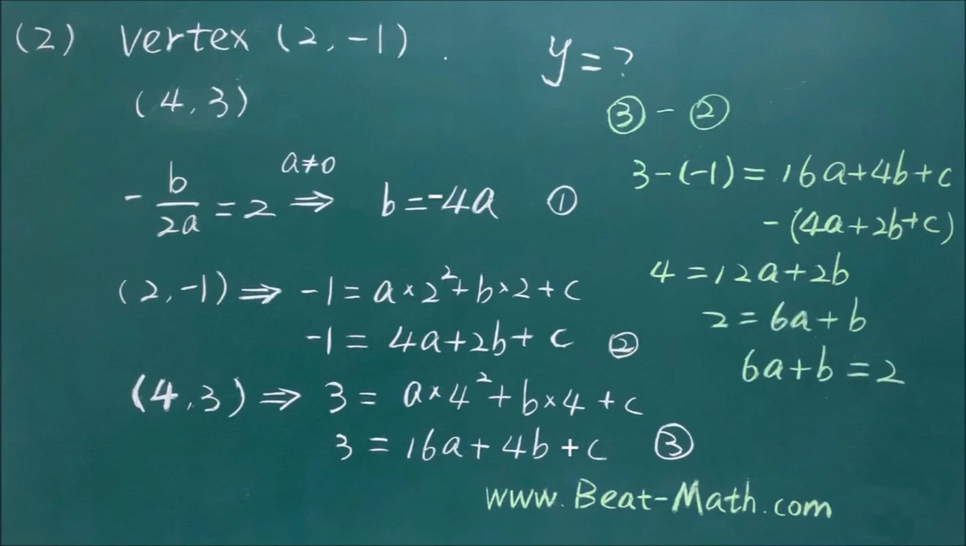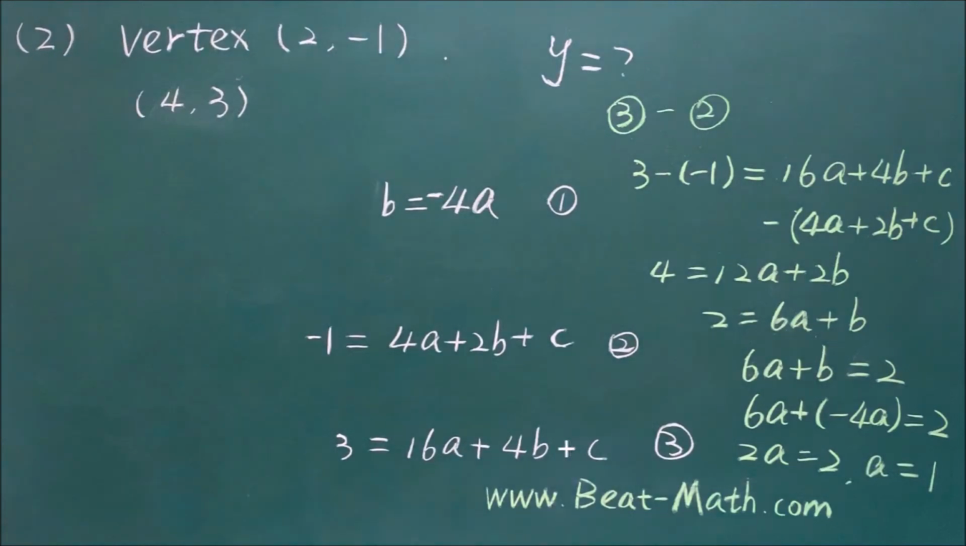From equation 1, we know b equals negative 4a, so we substitute b equals negative 4a and get 6a plus negative 4a equals 2. That's 2a equals 2. As a result, we get a equals 1. Next, we plug a equals 1 into equation 1 and get b equals negative 4.